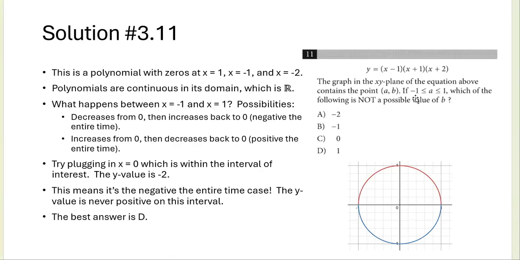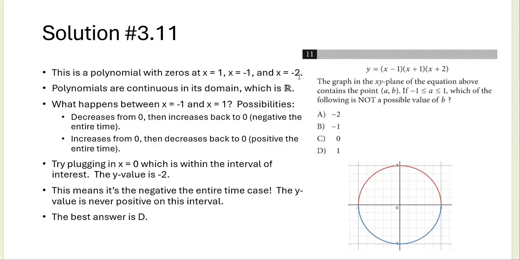So this is asking what is not a possible value of B. A is between -1 and 1. Okay. So notice where the zeros of this polynomial are. We set y equal to 0, so 0 equals this thing, and we can use the zero product property. By the way, zeros of a function are when the y value is 0. Hopefully we remember that, so that's why we set y equals 0. So x can be 1, -1, or -2. That's what the zeros of this function are.